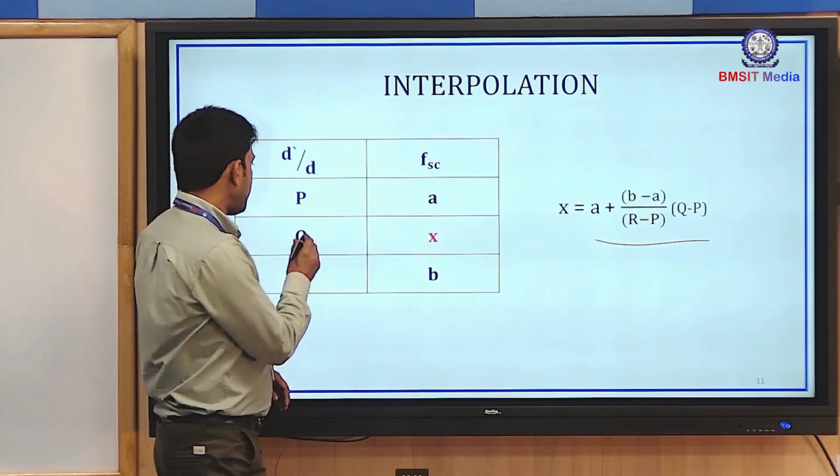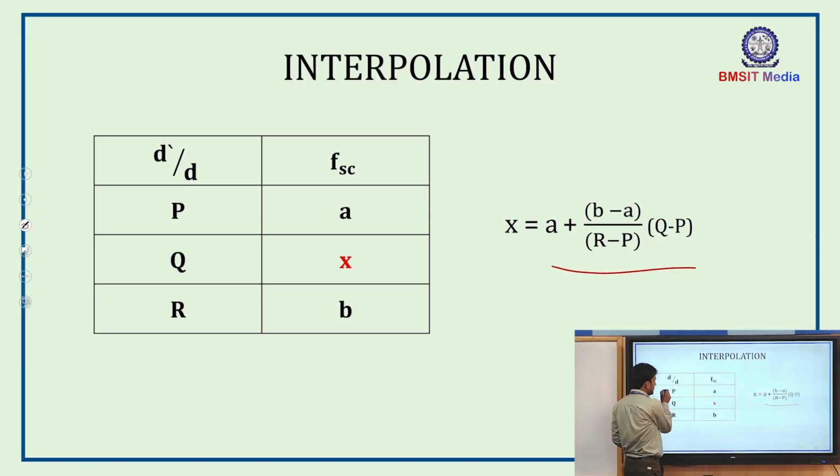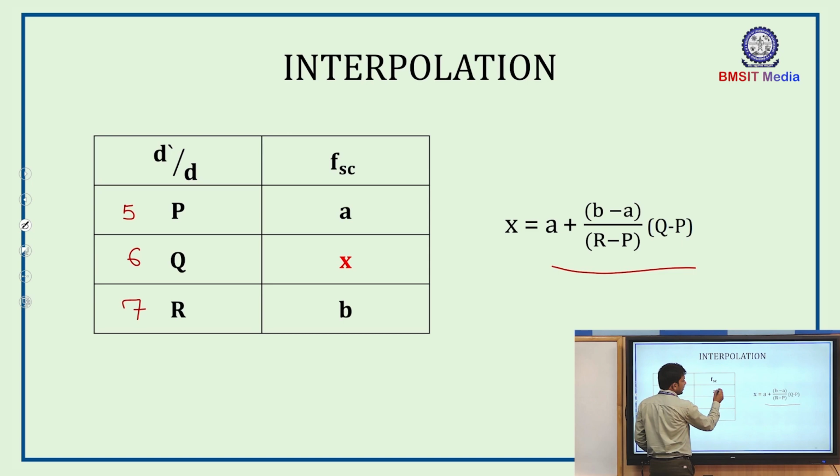For example, at d dash by d you can consider that it is 5. It will not come that high, and you consider this one is 7. Then you have to calculate the d dash by d which you have calculated, and that is coming 6. So for 5 you know the value; for example, consider that value is 1 and this value is 2.